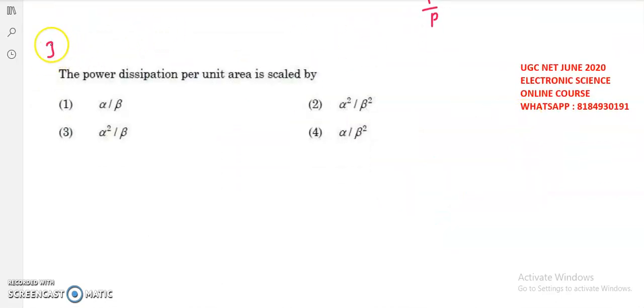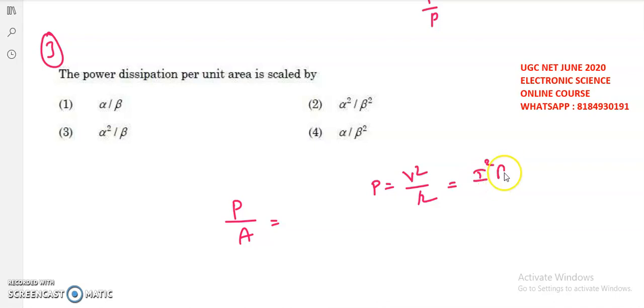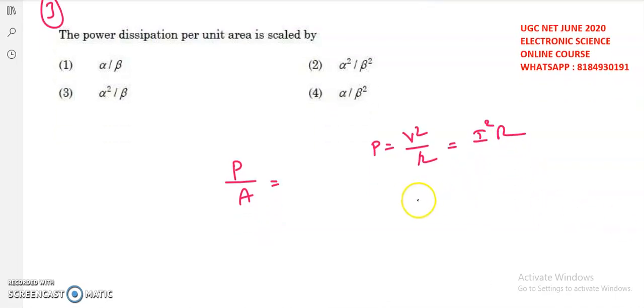And now the third question: the power dissipation per unit area is scaled by. Generally the power formula can be taken as V square by R or else I square into R. So these are the power dissipation formulas. In V square by R, R is a constant, so don't bother about that one. And V square is nothing but the power supply voltage. The power supply voltage scaling is done by 1 divided by beta and whole square.